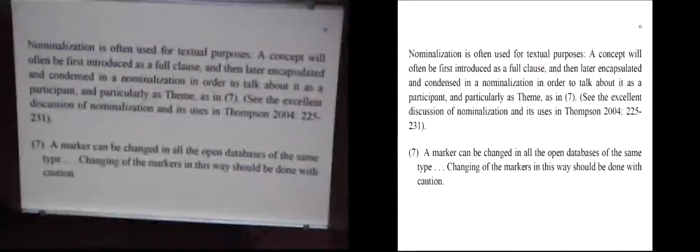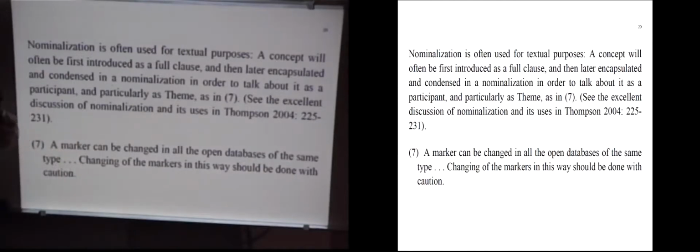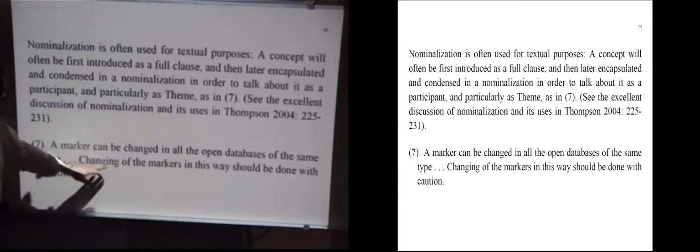Now, nominalization, as I mentioned, is often used for textual purposes where you introduce a concept as a full clause, but then later encapsulate it in a nominalization to talk about as a participant, particularly as theme. So if you say a marker can be changed in all the open databases of the same type, you start off your text with this, and then later on you want to refer to this. So instead of using an up arrow, you can say changing of the markers in this way. You've got this noun group, changing of the markers, which refers to a marker can be changed in all the open databases of the same type. So here they've just encapsulated the same meaning as in this whole clause in this one noun group. And you make it the theme of the next one. So it makes for a nice progression if you're talking about a procedural type of thing.